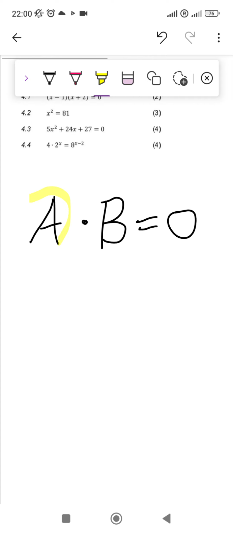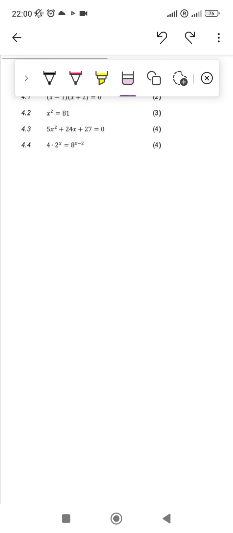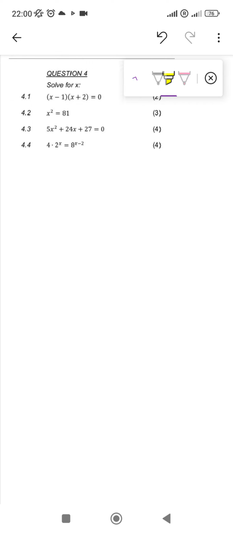So that means either this one is 0. So if A is 0, it doesn't matter what B is, because 0 times anything equates to 0. Similarly, if B is 0, it doesn't matter what A is going to be, the whole thing equals 0 because they are multiplying, right? So what you have here in the question above, let's get rid of all of this. You have something and it multiplies with something else.